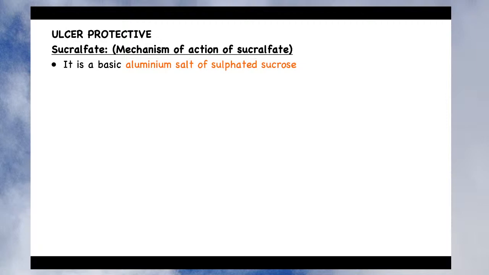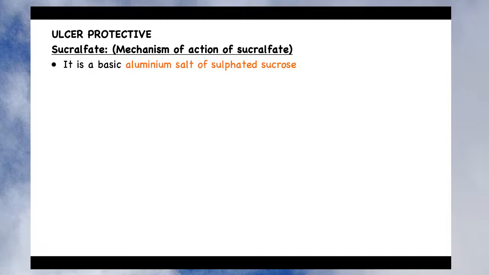The next category of drug is the ulcer protective drug. So we'll see one such drug, which is called an ulcer protective. An example of a drug belonging to this category is Sucralfate. Let's see how Sucralfate produces its ulcer protective effect. What it is, is a basic aluminium salt of sulfated sucrose.